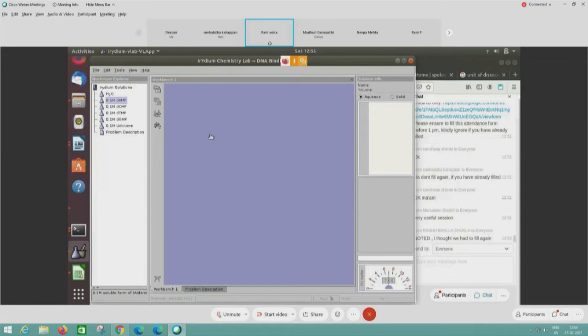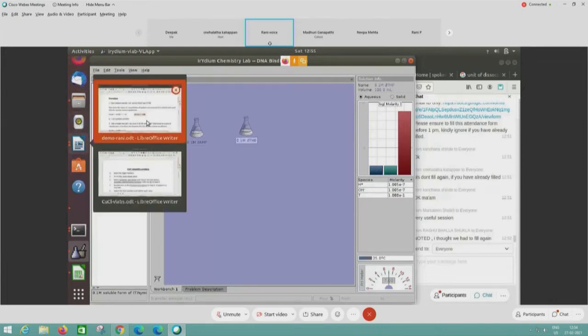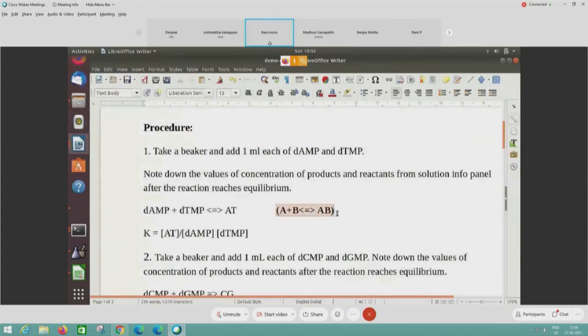I will take a deoxyadenine monophosphate, which is A basically, and then we will take T. I'll take both of these. So what we will be doing here is to show a reaction as represented here. A plus B is going to AB. That is the reaction that we will be studying and find the equilibrium constant. So here it is A and T going to AT with 2 hydrogen bonds.